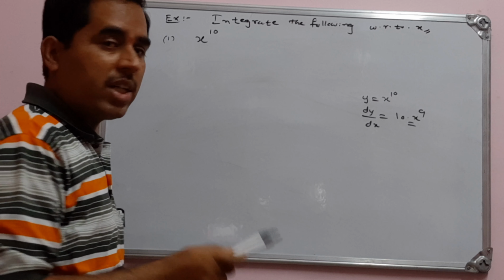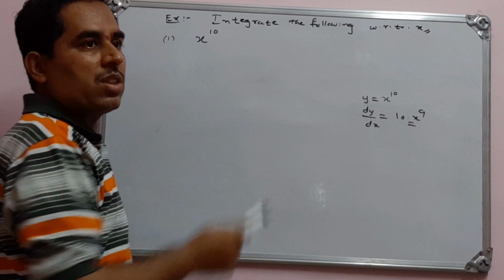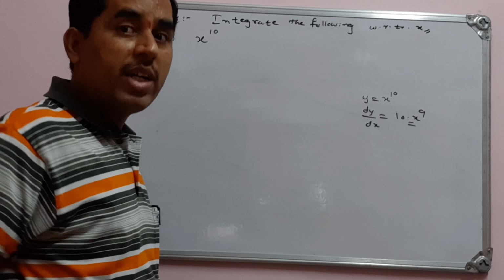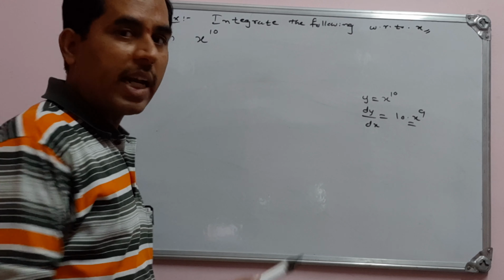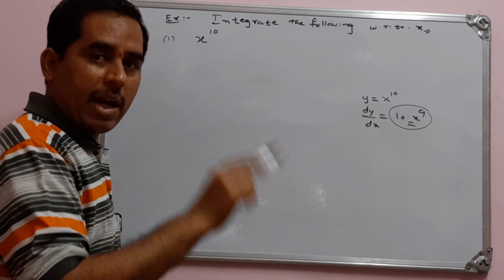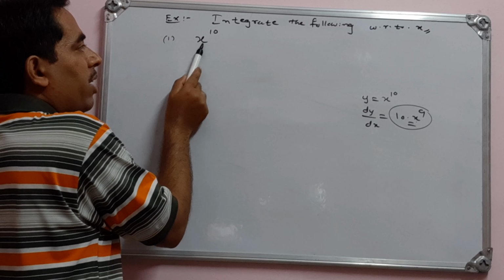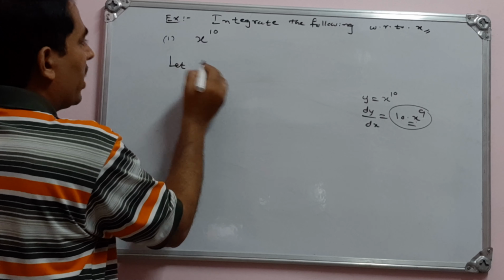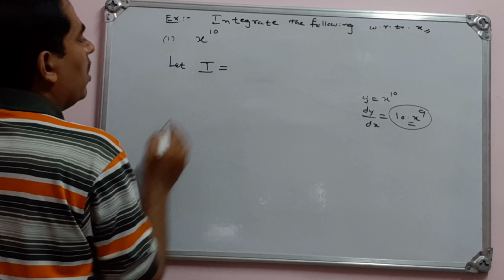So we need not differentiate it. We have to find the integral of this. So to get the integral, what should we do? We should integrate. This 10 into x to the power of 9 is the derivative. We don't want the derivative. We want the integral of this. Observe carefully, I want to get the integral, so let us call that I.